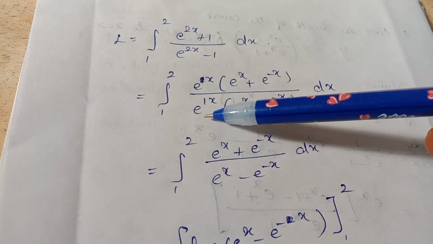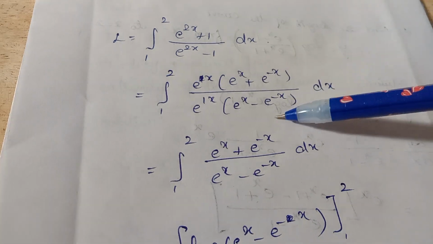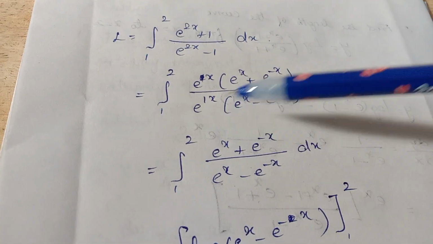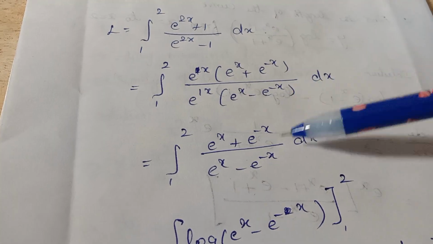Similarly in the denominator, you take e power x outside. So it will be e power x minus, since it is not there, e power minus x. So both e power x will get cancelled. So simply, the integral of (e power x plus e power minus x) by (e power x minus e power minus x).